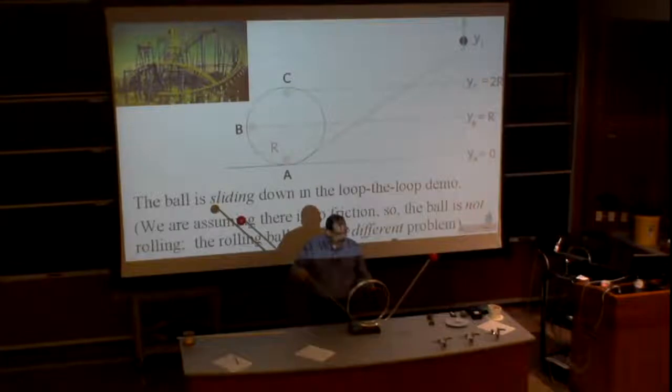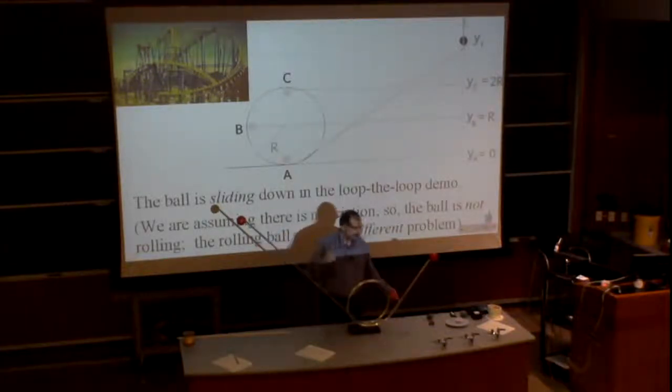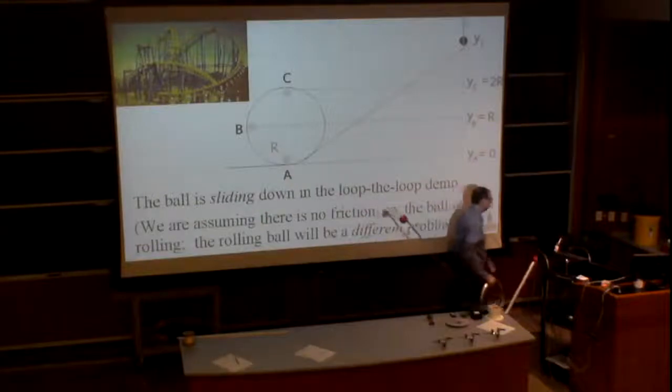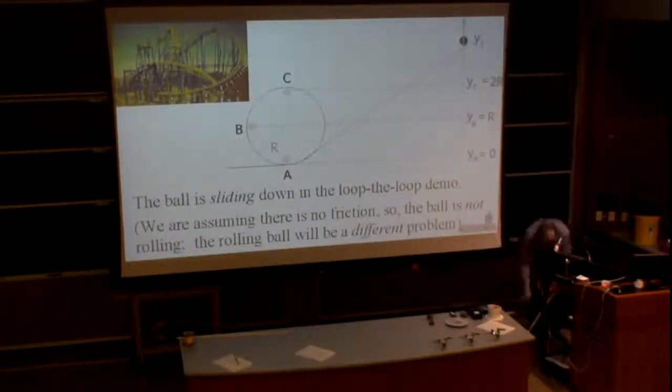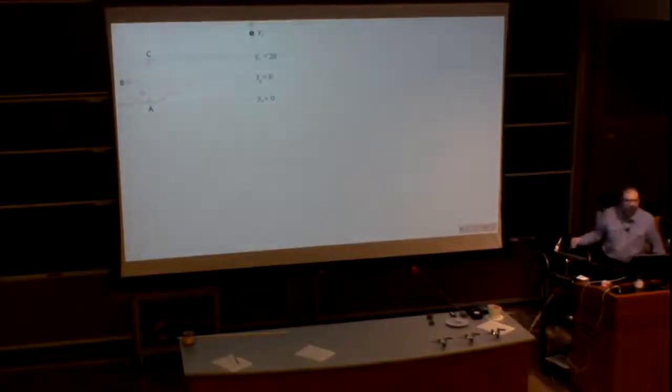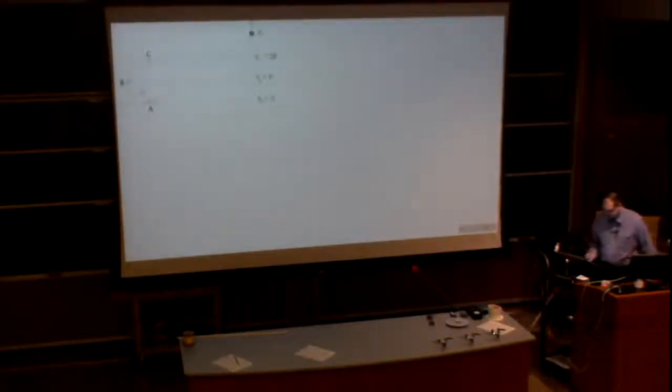So in order to get through the loop, the object has to be released above that critical value. So where is that critical value? Well, we just have to solve the problem. So if we release this object from rest, well, it slides down and travels through.